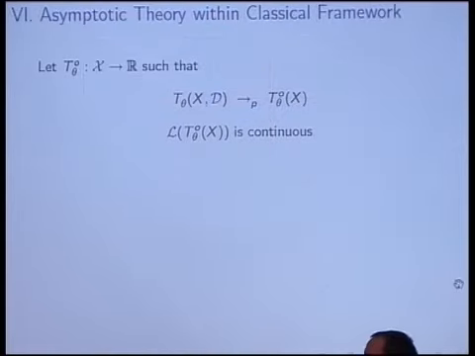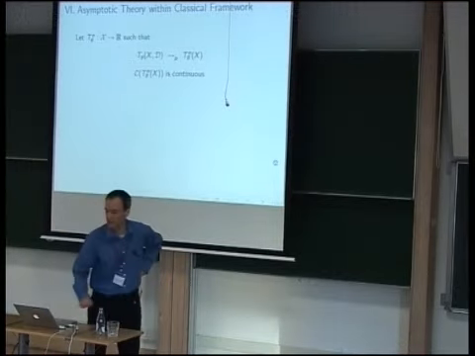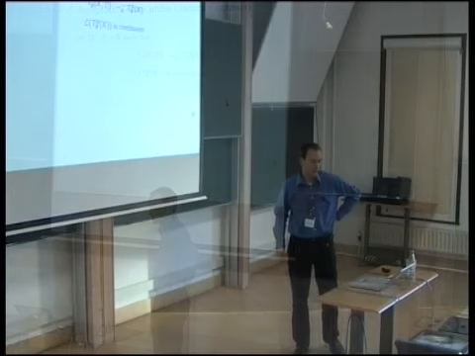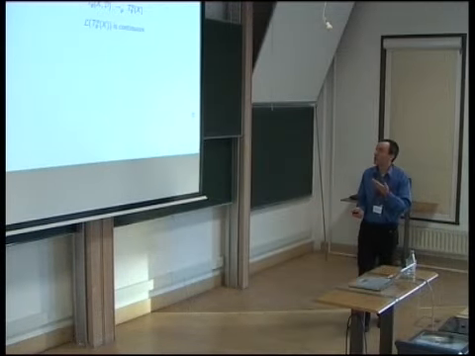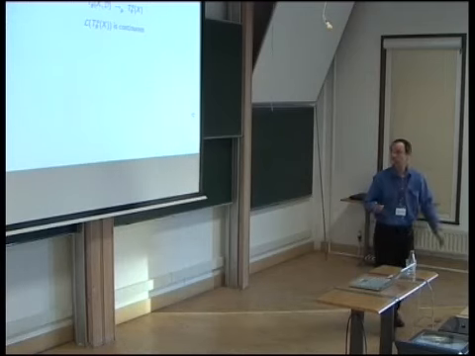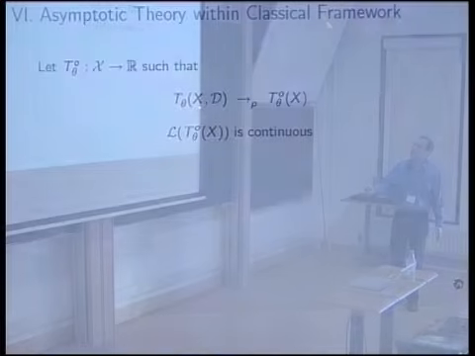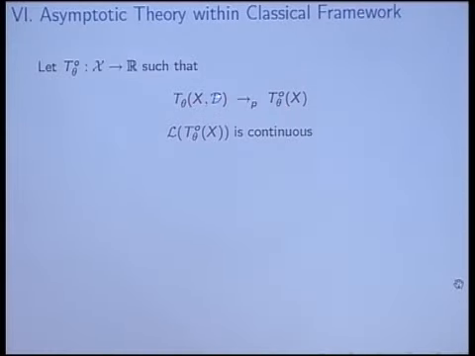Okay, here's some classical asymptotic theory within the classical framework. Classical framework means everything stays fixed, but n goes to infinity. Suppose that my test statistic, no matter how I designed it, converges in probability as n goes to infinity to a fixed test statistic depending only on x. Obviously, if you use some plug-in rule for a parametric model, this condition is very easy to check. In addition, suppose that the distribution of this test statistic is continuous.